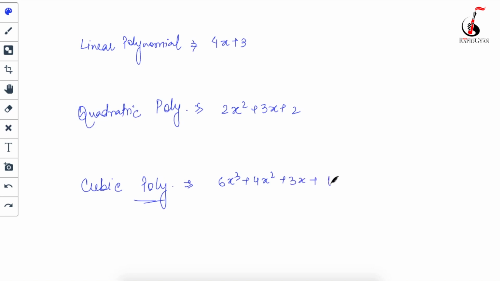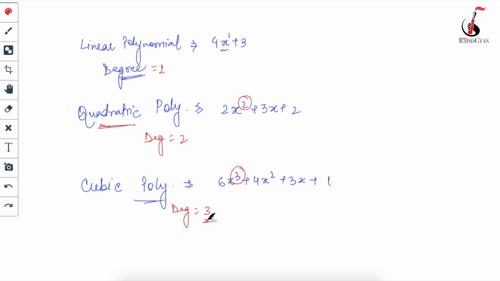These are the examples, and if you remember, you have studied degree in your previous classes. Degree is the highest power of the variable in a polynomial. So what is your variable first? The variable is x. And what is the highest power? For a linear polynomial the highest power is 1, so the degree of a linear polynomial is always 1. In a quadratic polynomial the highest power is 2, so the degree becomes 2. In a cubic polynomial the highest power is 3, so the degree becomes 3. So this is your degree.